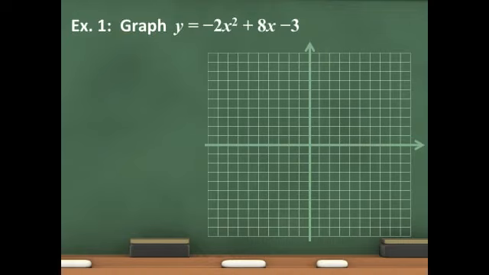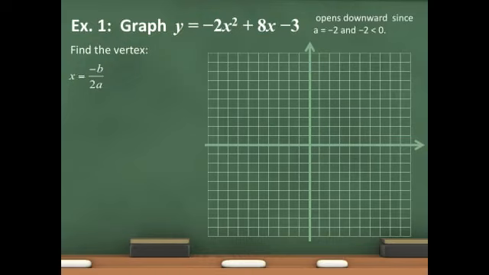This is a quadratic function, so the graph will be a U-shaped graph. Since the coefficient of x squared is negative, the parabola will open downward. We will graph this equation by plotting points. Let's start with finding the vertex.